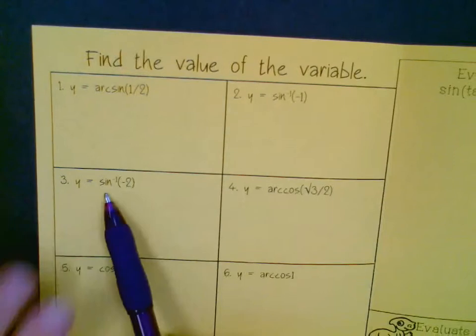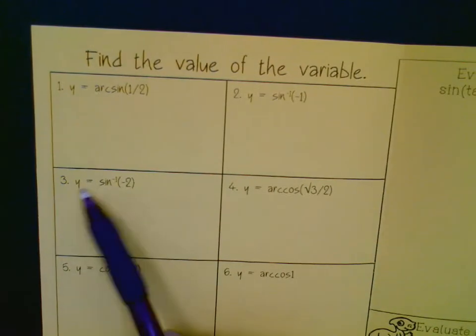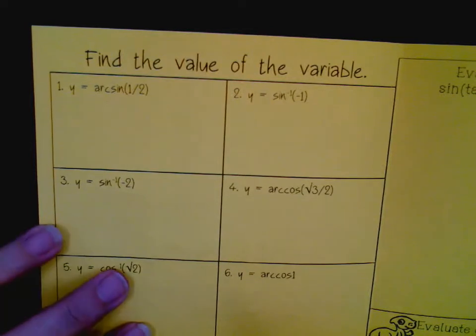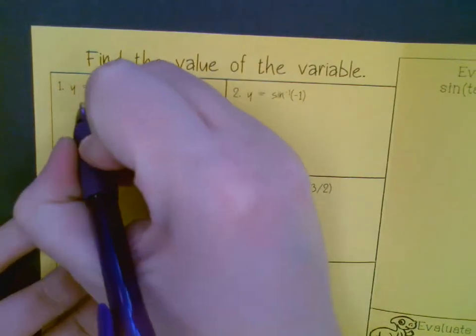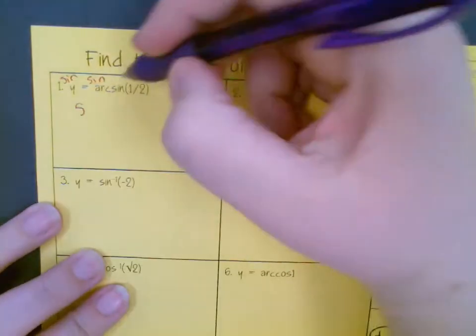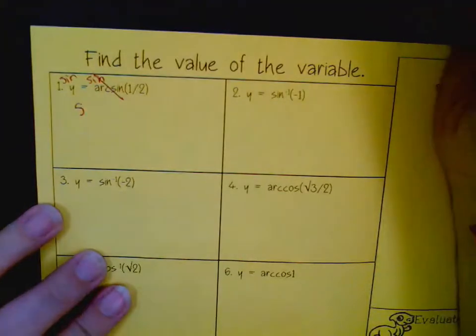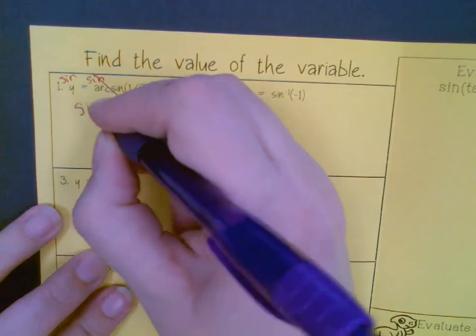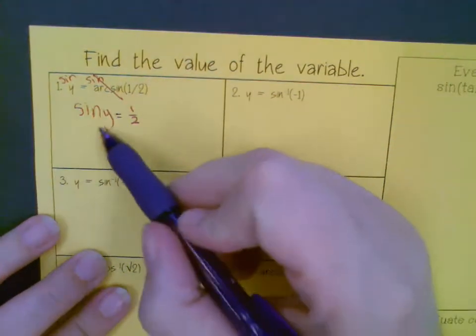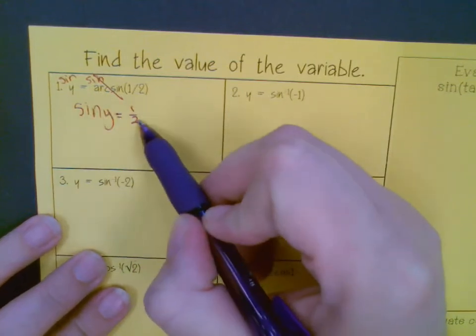Okay, and remember, when you're solving for theta, this is what you would do. You would take the inverse of both sides, but now we're going backwards. So what I'm going to do is take the sine of both sides. So sine and arc sine are going to cancel out. So we have sine of y equals 1/2. So now we can see that this is sine of our angle equals 1/2.